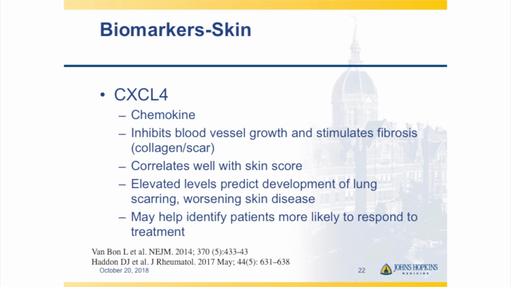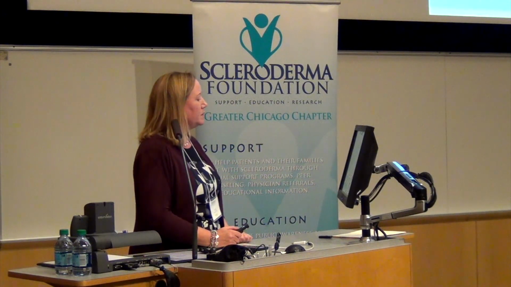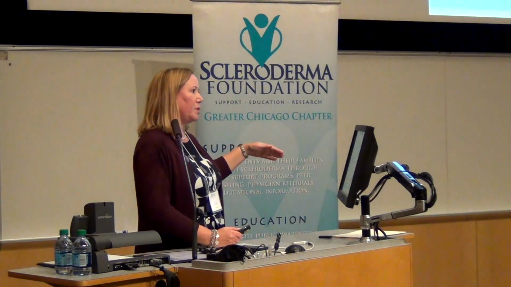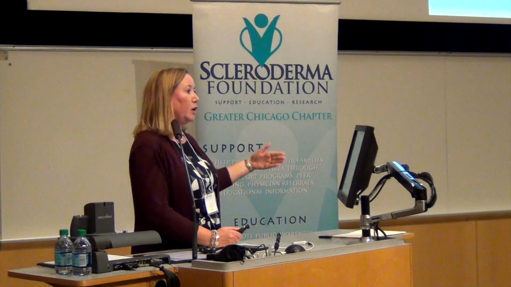And it correlates well with the skin score, meaning if this marker is high, the skin score is typically high. And importantly, levels of it seem to predict development of worsening lung and skin disease, and may help identify patients who are more likely to respond to treatment. So this is one that maybe has a little bit more data. There are many out there. I'm giving you just a few examples. But this is the kind of work that our people are doing. Does this seem to relate to the underlying biologic process of the disease? And does it change with time? And does it help us discriminate who might respond to treatment?